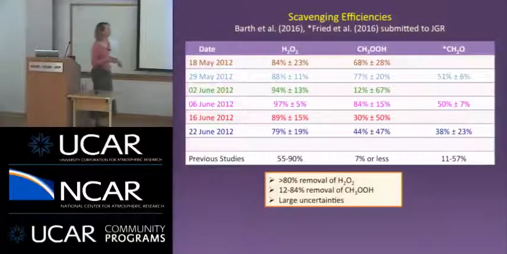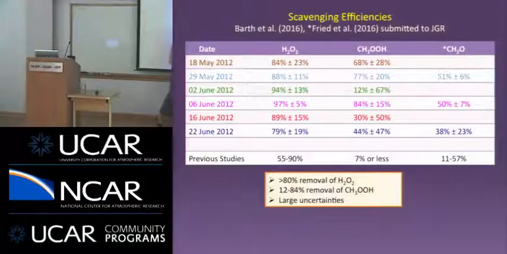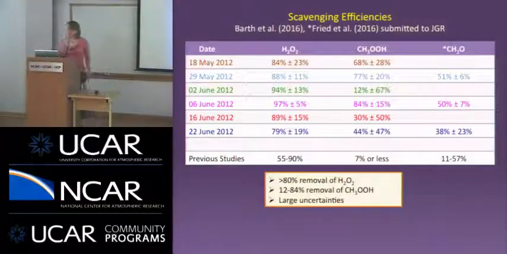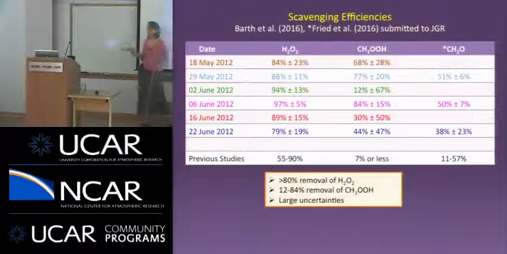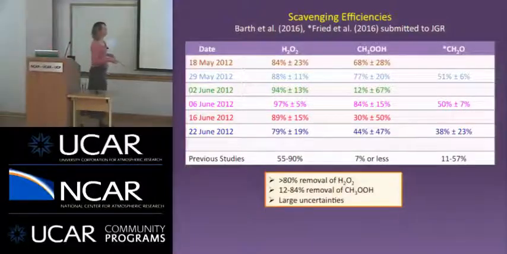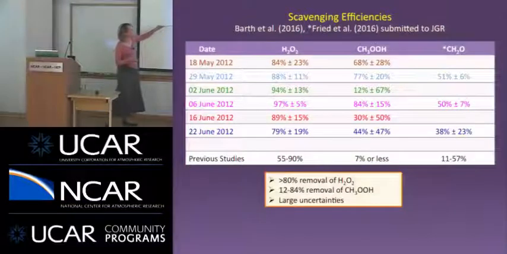And so we can see with the formaldehyde that we have fairly consistent results, ranging from about 40% to 50% scavenging efficiency from the observations. This is in the same range as previous studies, which range anywhere from 11 to 57% scavenging efficiencies. We see that hydrogen peroxide is quite soluble and is getting removed. Its scavenging efficiencies are 80% or greater.